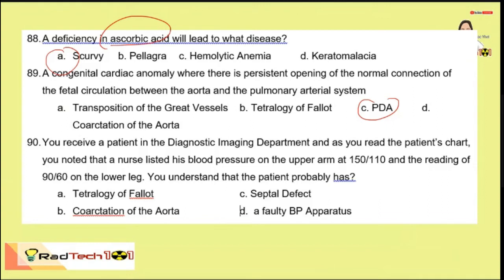Number 91: you receive a patient in the diagnostic imaging department, and as you read the patient's chart, you note that the nurse listed his blood pressure on the upper arm at 150 over 110 and the reading on the lower leg at 90 over 60. So you understand that the patient probably has a coarctation of the aorta.